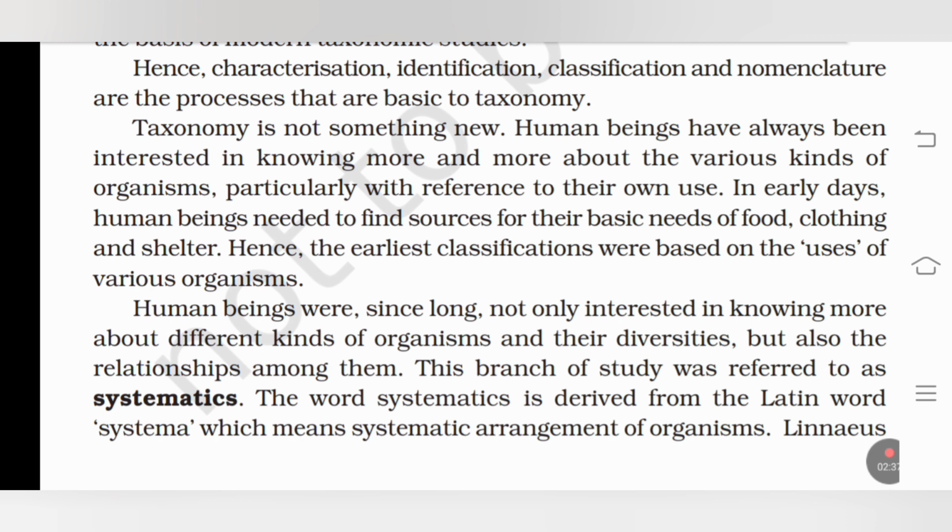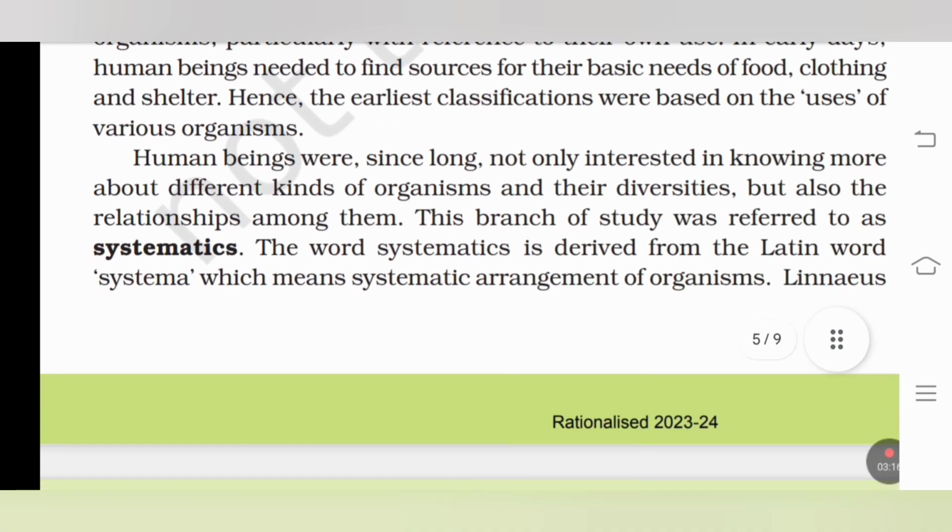Human beings have always been interested in knowing more and more about the various kinds of organisms, particularly with reference to their own use. In early days, human beings needed to find sources for their basic needs of food, clothing and shelter. Hence, the earlier classifications were based on the use of various organisms. Human beings were, since long, not only interested in knowing more about different kinds of organisms and their diversity, but also the relationship among them. This branch of study was referred to as systematics. The word systematics is derived from the Latin word systema, which means systematic arrangement of organisms.